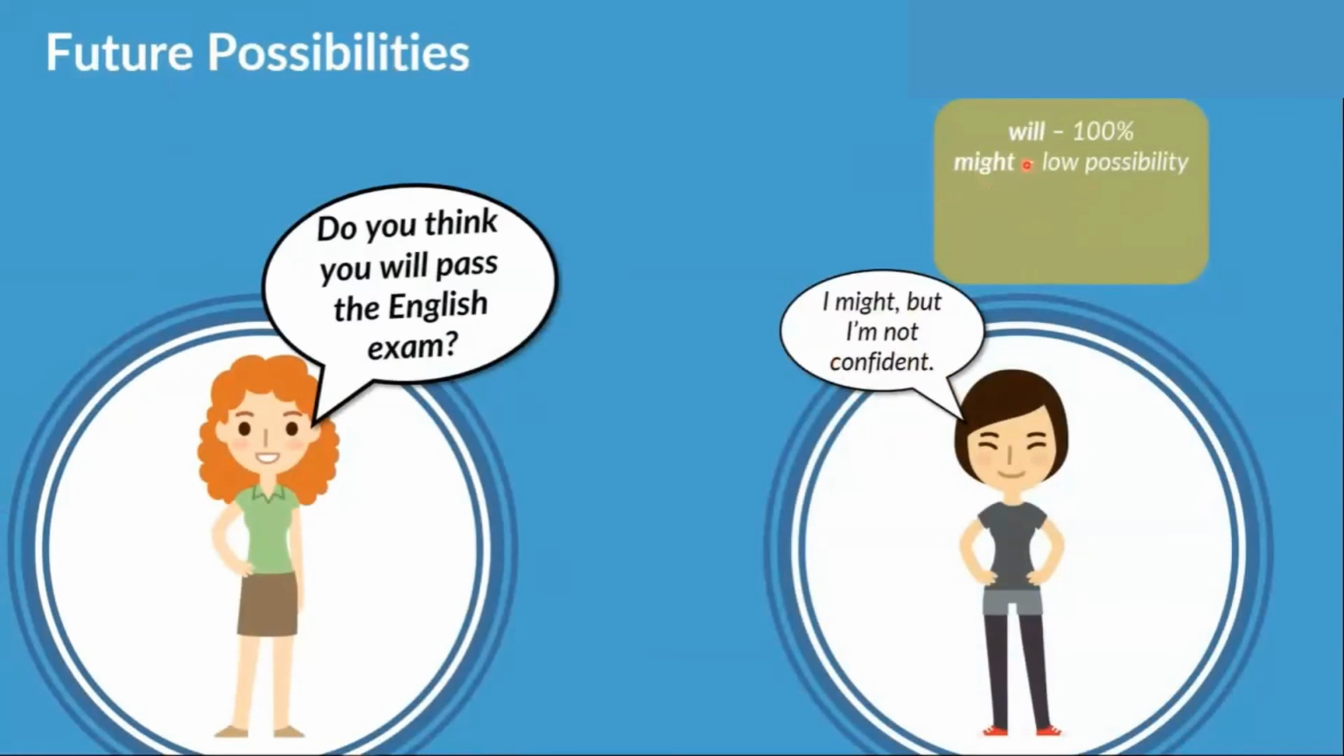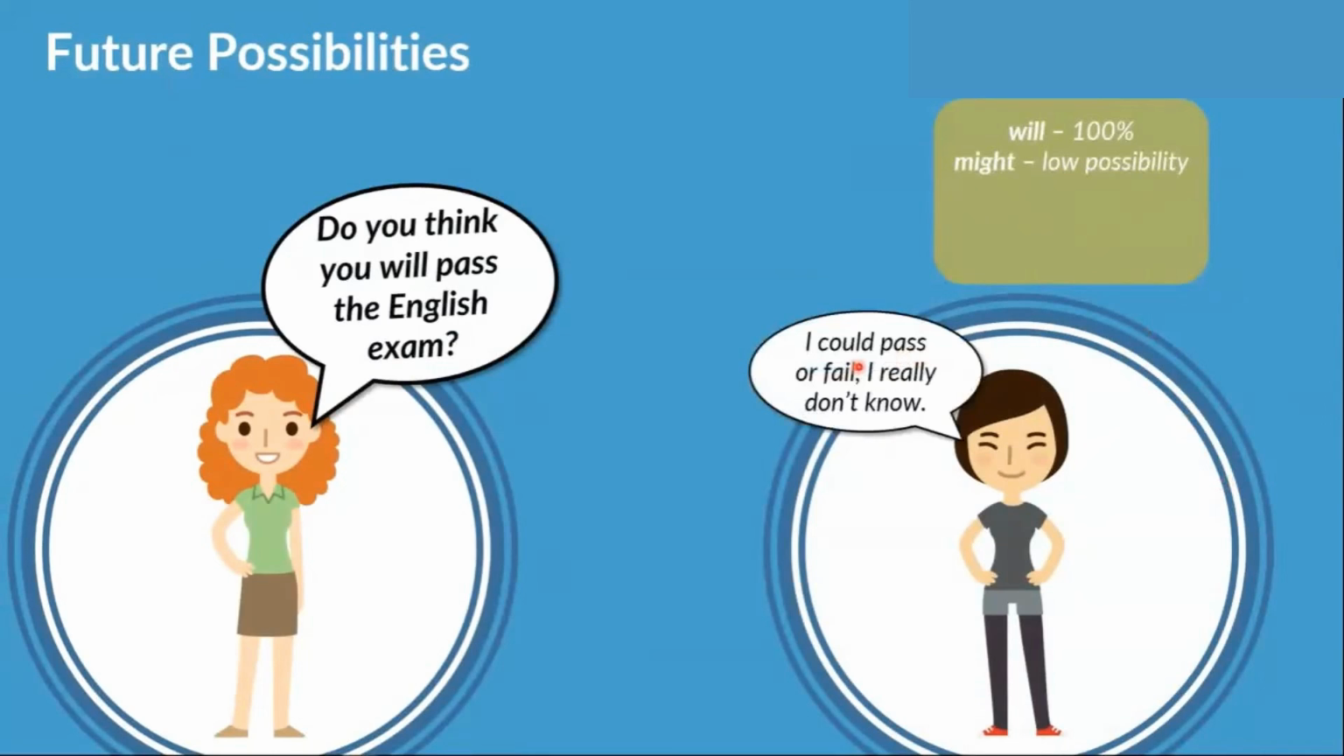And might means there is a low possibility. Okay? I might win the lottery. I might win the 12-month Shaw Academy subscription, but I'm not confident. Let's look at our next answer. I could pass or fail. I really don't know. Okay? And could we use for like 50%. I could pass 50%.